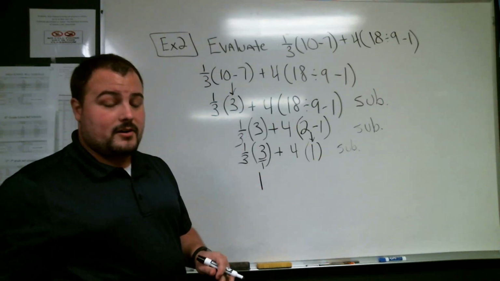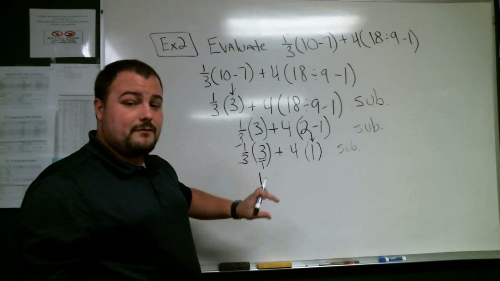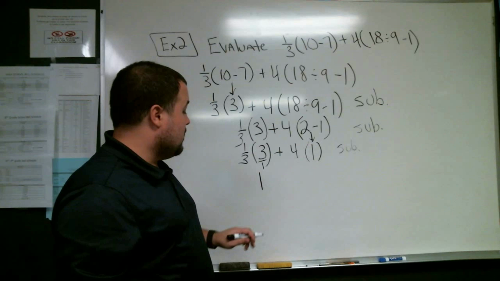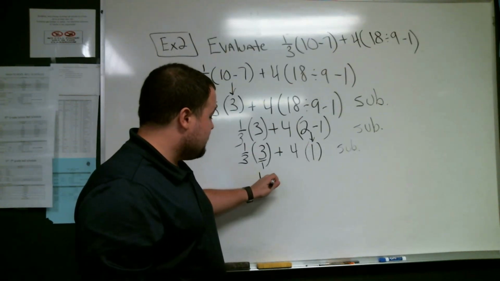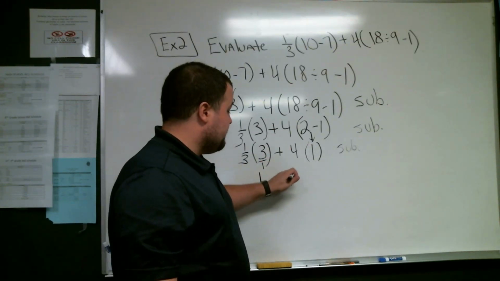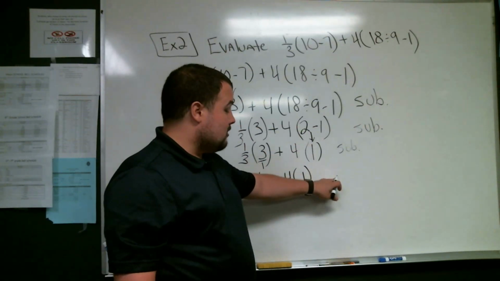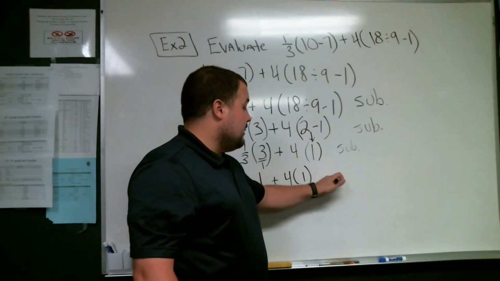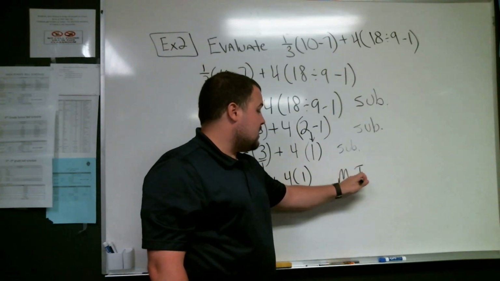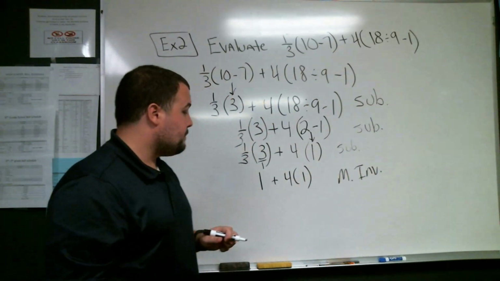So the rule of multiplicative inverse is if you have a fraction times the same fraction flipped, you always get the number 1. So I'm going to go ahead and drop the 1 down, bring everything else down. So this looks pretty simple, but I'm still going to label what property I just did. I did the multiplicative inverse, INV for inverse.